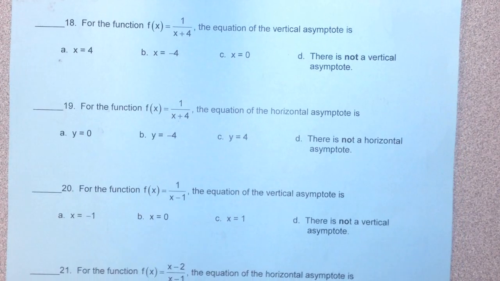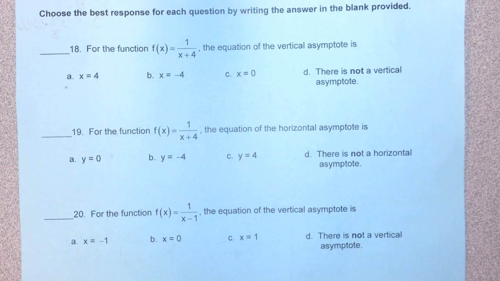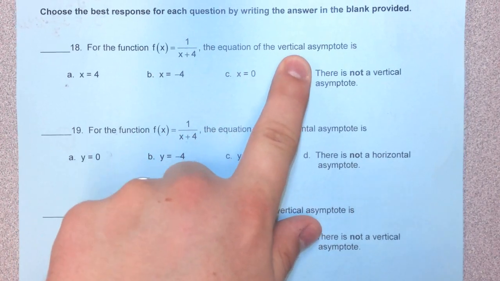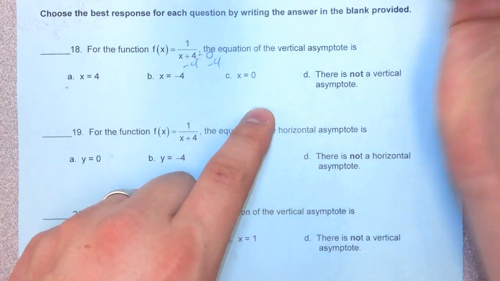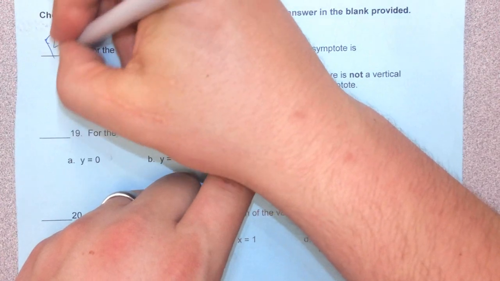I did that in the class. So you just need like x minus 4 on these. So you just gotta be careful. It says vertical asymptote, so set the bottom equal to 0. So then minus 4, so it's going to be x minus 4. So that one's going to be B.